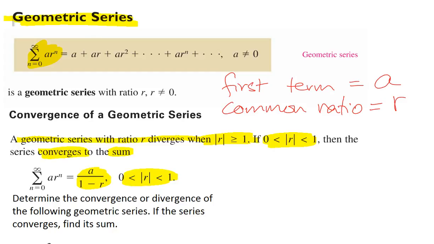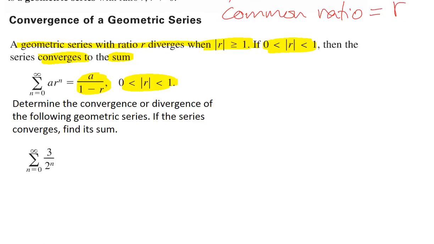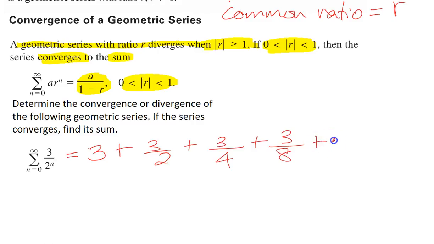Determine the convergence or divergence of the geometric series. If the series converges, find its sum. What does this look like? 3 over 2 to the 0. 2 to the 0 is 1, so that's 3. And then 3 halves. What else? 3 over 2 squared, 3 fourths. 3 over 2 cubed, 3 eighths. An infinite geometric series. The special form here matches the special form, with n starting at 0 and going all the way up to infinity.